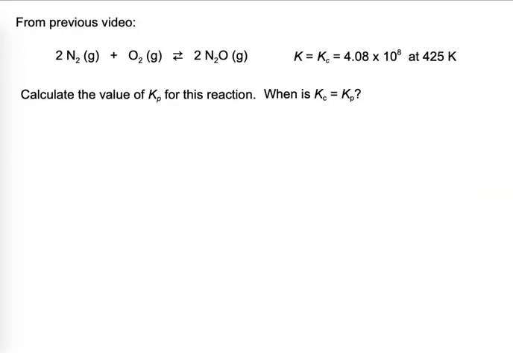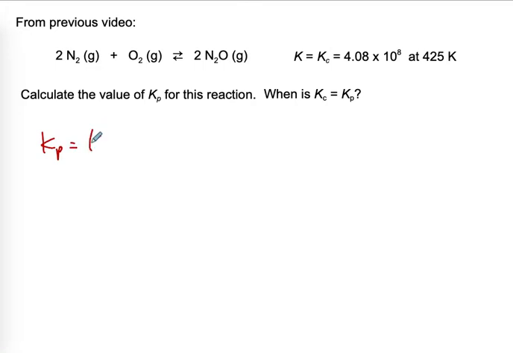From the previous video, you may recall we calculated a value of K or Kc for the synthesis of 2 moles of dinitrogen monoxide from its elements. We got a value of Kc equals 4.08 times 10 to the 8th. So let's calculate the value of Kp for this reaction.